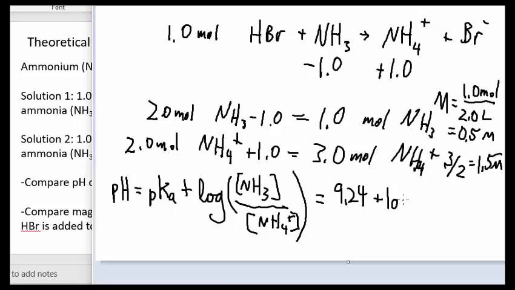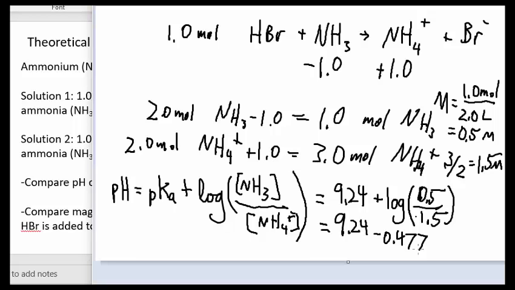and then plus the log of that, 1/3, or technically the 0.5 over 1.5, which we know is the same as 1/3. And log of 1/3 is negative 0.477. And there we have it, a pH of 8.74 after you add a bunch of strong acid. So, yeah, it made the solution a little more acidic, but it's still a basic solution. Its pH is still over 7. So the buffer pretty much worked.